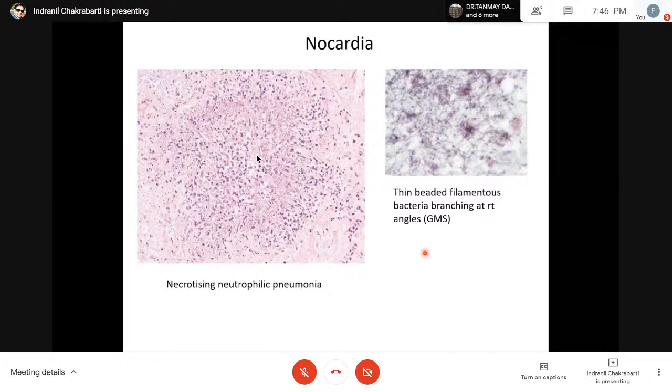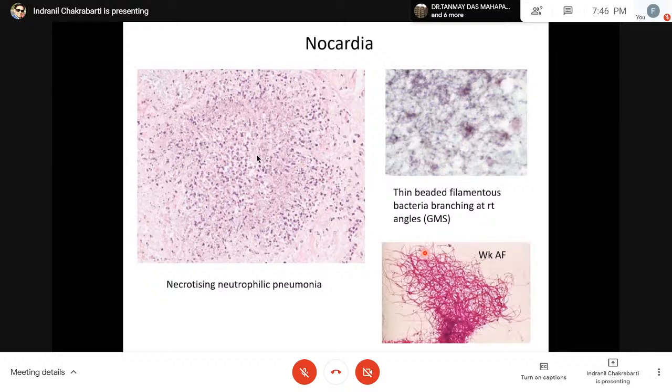So thin beaded filamentous bacteria can be demonstrated in GMS staining. One should remember that these Nocardia organisms are weak acid fast. So by the Fite-Faraco stain, this weak acid fastness can be demonstrated. So these are gram-positive, long-beaded and branching filamentous bacteria.